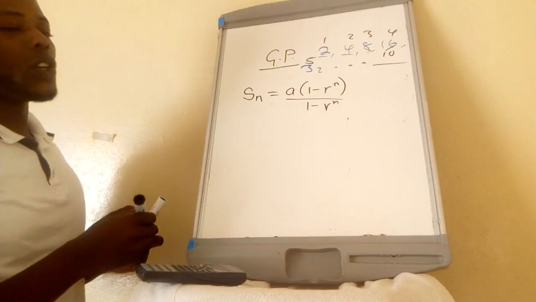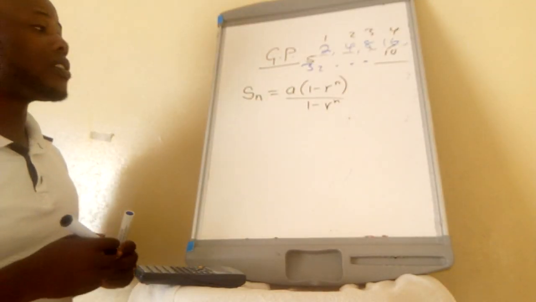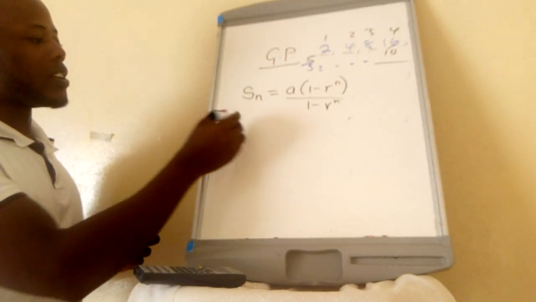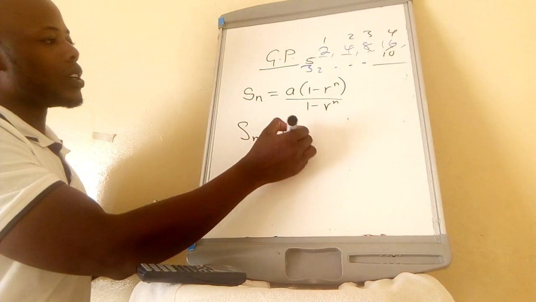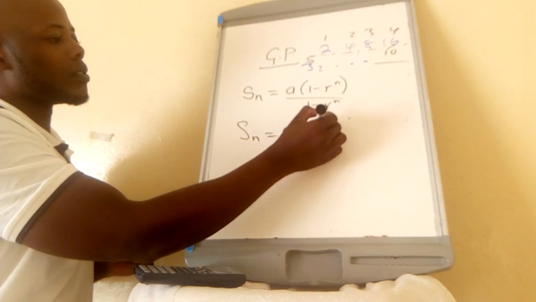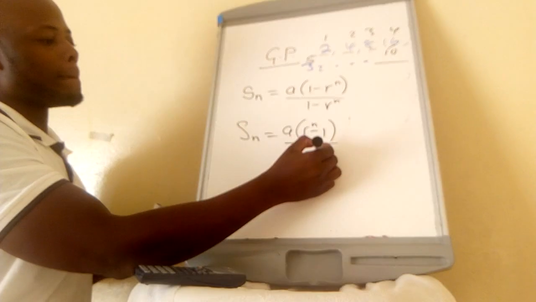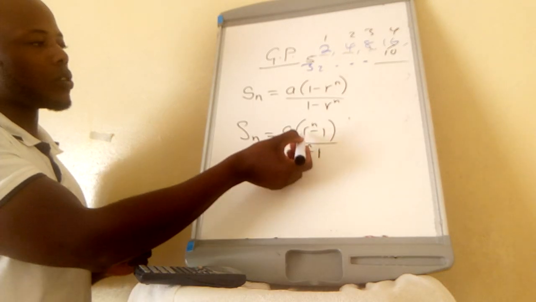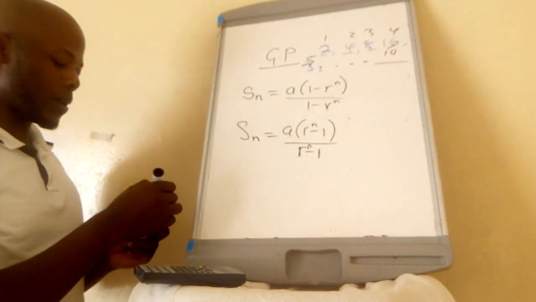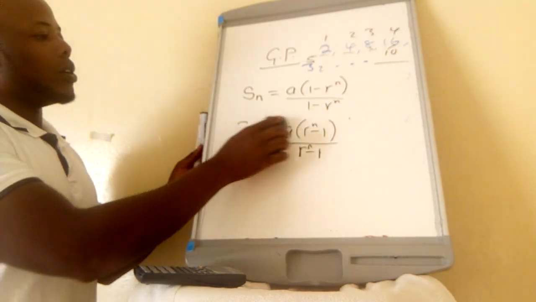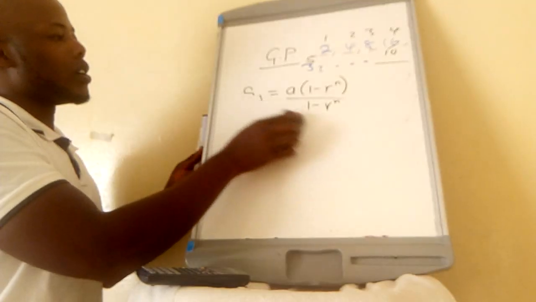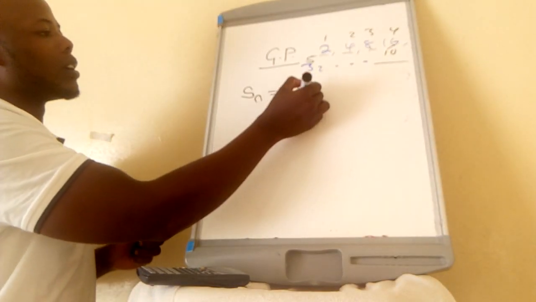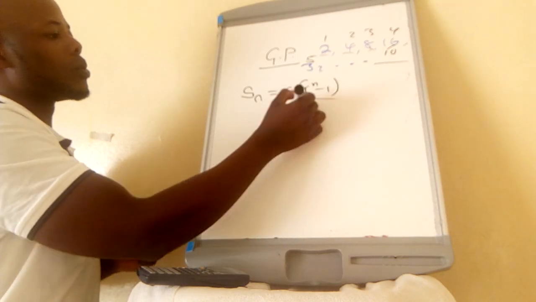You use this formula when r is less than 1. But when r is greater than 1, we use this other formula. It's almost the same. They have just switched the position of r. Here it was here, now they've just put it here. So in this case, we'll use the second one. This is what we'll say.